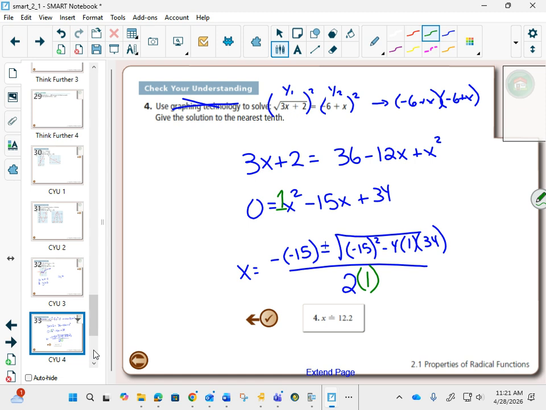Okay, if you want more practice solving these, you can circle question number 9.